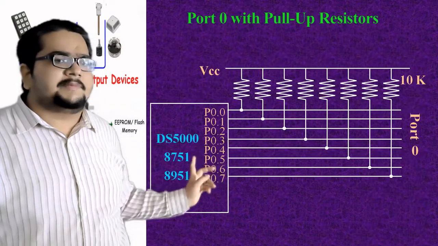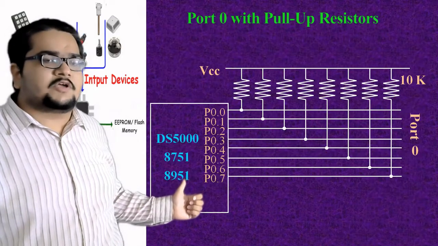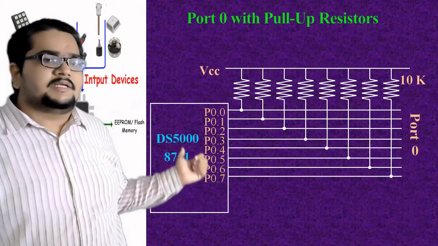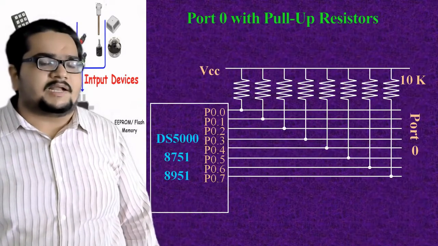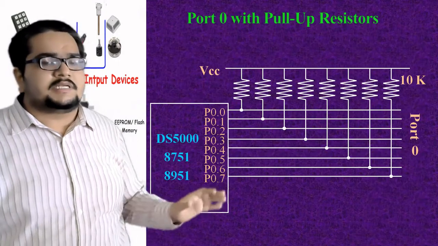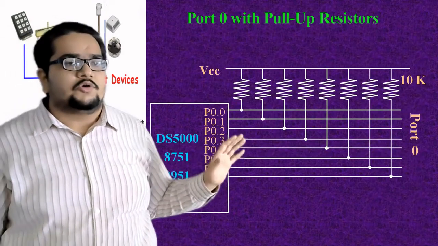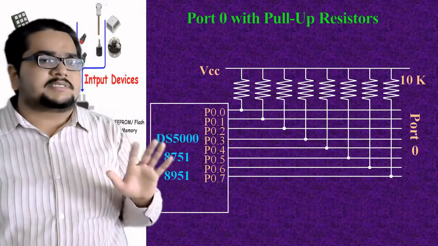Here you can see that multiple IC names are written. They are all different microcontrollers of the 8051 family. In all 8051 family microcontrollers, generally this port 0 will be like this only, an open drain type of configuration, where you have to use an external pull-up resistor set.